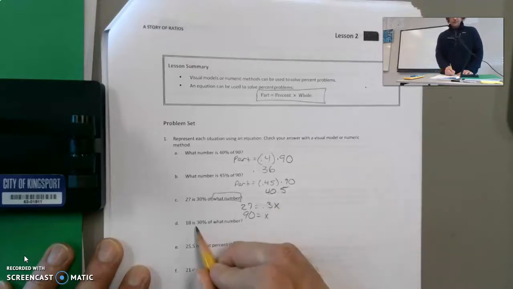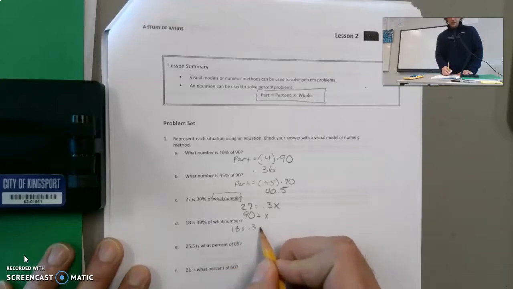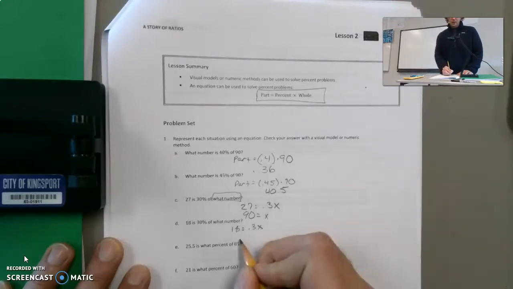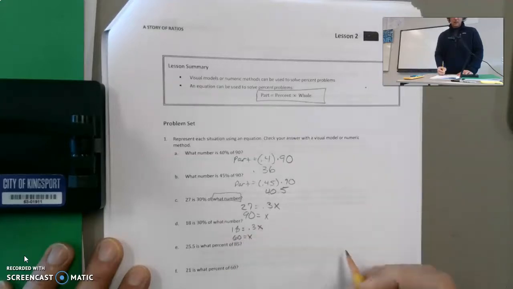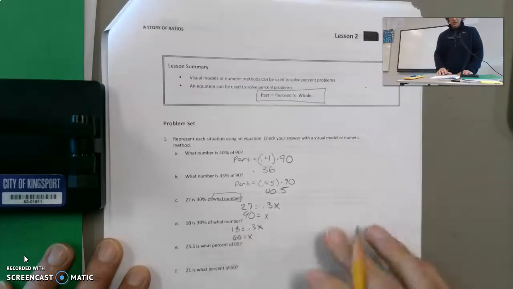Okay. 18 is 30% of what number? 18 is 30% of what? Again, we're dividing by the coefficient of x, which is 3/10. And the answer is 60. X is equal to 60. So this is saying 30% of 60 is 18.